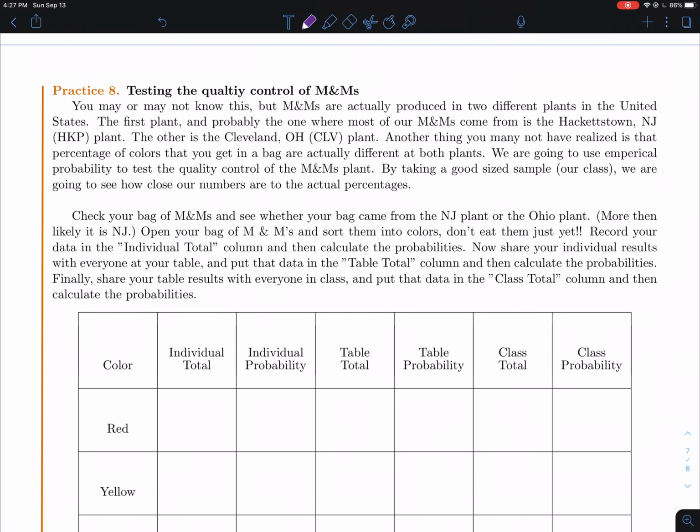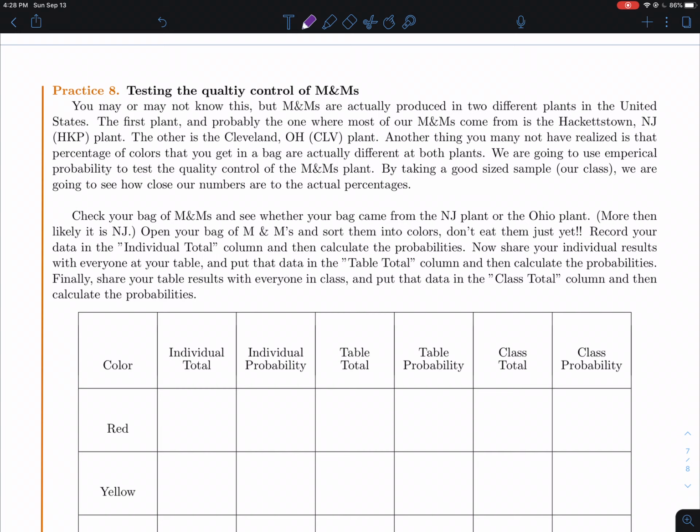Unfortunately, we're missing out on this. I always like to do a little quality control testing of M&Ms, and there may be some stuff in here that you didn't realize about. I summarized it in a little document, but basically M&Ms are produced at 2 different plants, Hackettstown, New Jersey, and the Cleveland, Ohio plant. Surprisingly, the plants actually put out different color distributions of M&Ms. It's not the same at each one.